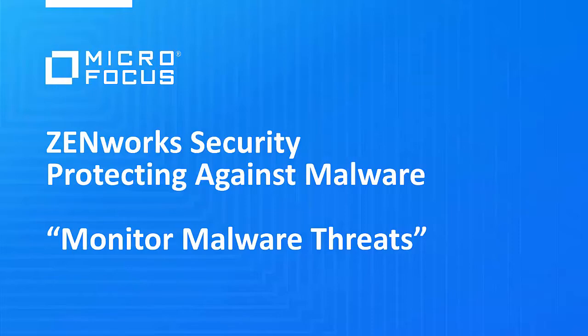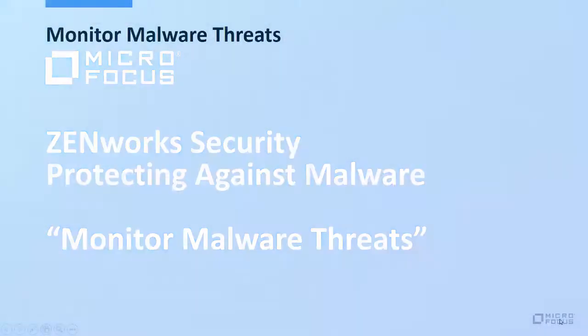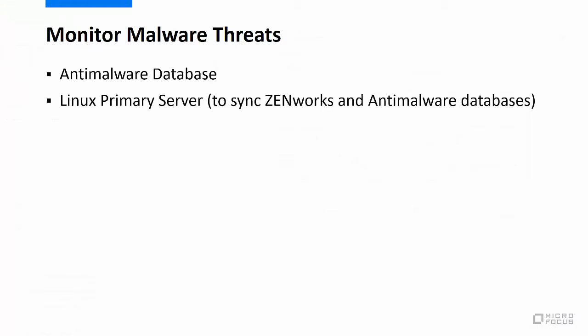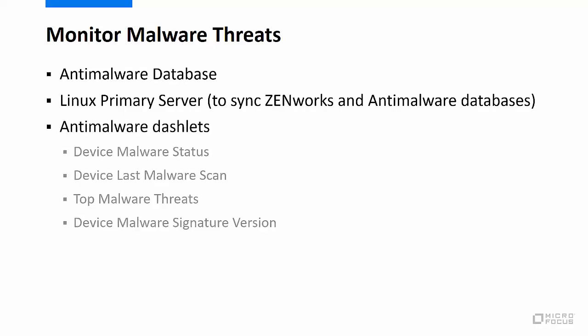The components for monitoring malware threats in Zenworks include an anti-malware database, a Linux primary server with Kafka enabled to sync the anti-malware database with the Zenworks database, and the anti-malware dashlets and an anti-malware page to display the data.